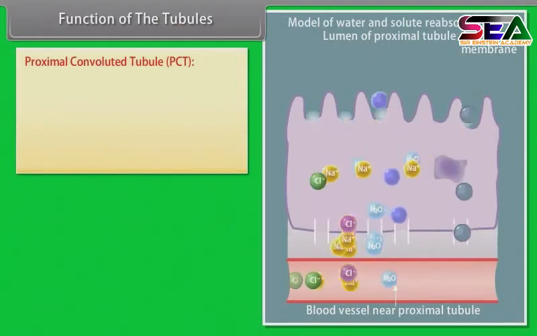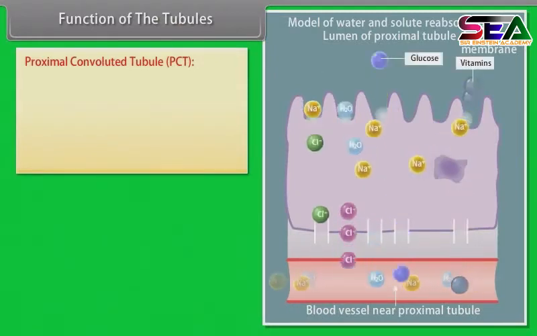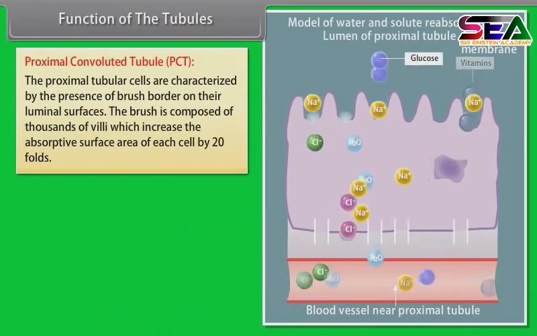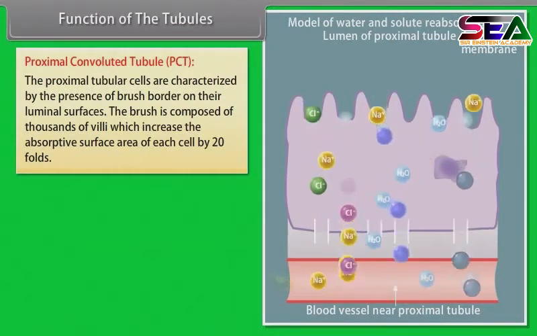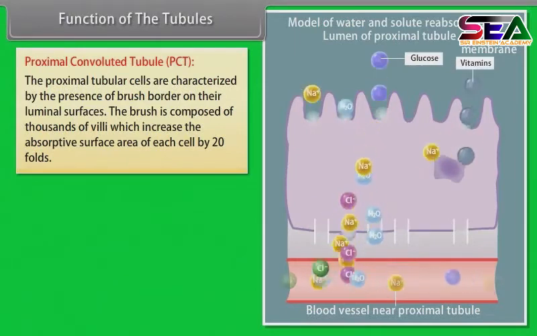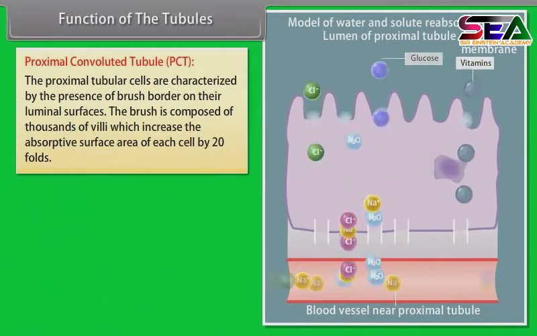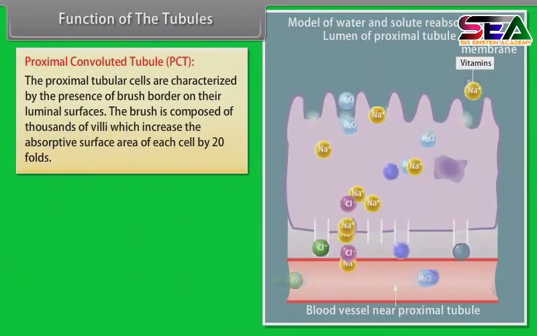Function of the tubules. Proximal convoluted tubule PCT. The proximal tubular cells are characterized by the presence of a brush border on their luminal surfaces. The brush border is composed of thousands of villi, which increases the absorptive surface area of each cell by 20 folds.